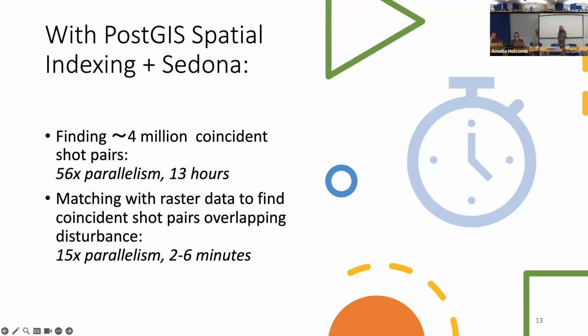So with Sedona plus the other tool I use, which is PostGIS spatial indexing, we were able to find, okay, this is not a proper benchmark, this is just what we got on our hardware, about 4 million coincident shot pairs with like 56 jobs. It took about 13 hours. And then matching this with raster data to find coincident shot pairs that overlap disturbance with 15 workers takes only about 2 to 6 minutes. So all of a sudden, this is actually manageable. You can find those coincident shots once, and then you can really do development very quickly.